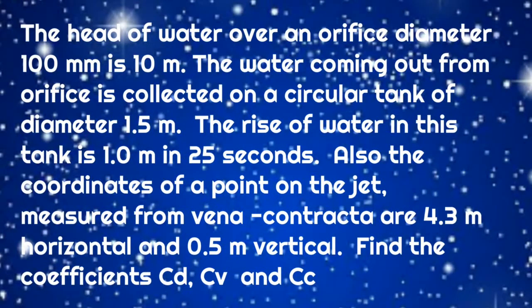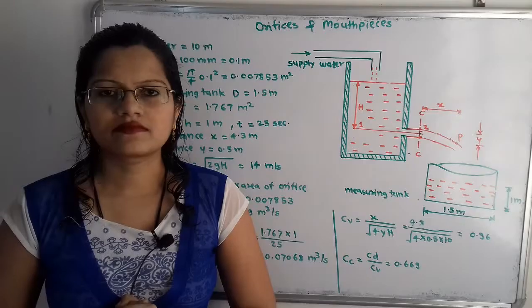The head of water over an orifice of diameter 100 mm is 10 meter. The water coming out from the orifice is collected in a circular tank of diameter 1.5 meter. The rise of water level in this tank is 1 meter in 25 seconds. Also, the coordinates of a point on the jet, measured from the vena contracta, are 4.3 meter horizontal and 0.5 meter vertical. Find the coefficients CD, CV and CC. So this was the given question.